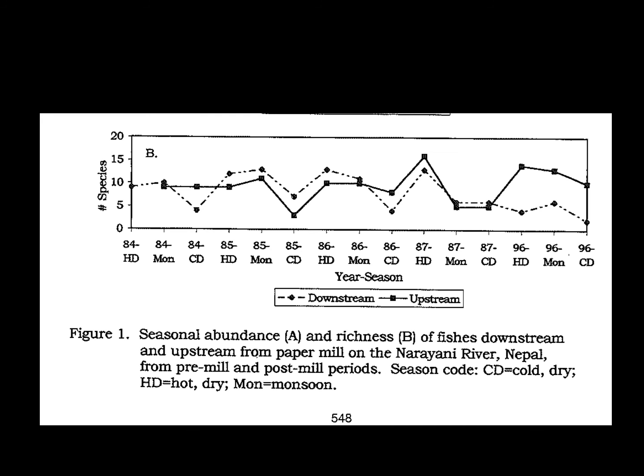And those lines are pretty close until we get to the 90s after the paper mill was constructed, and all of a sudden we see that solid line much higher than the dashed line, and that means that there were more fish species upstream from that paper mill than downstream. So suggesting that that paper mill was in fact having an impact on the number of fish species. So I just wanted to let you know I'm not making up the fact that paper mills have negative impacts on fish species.